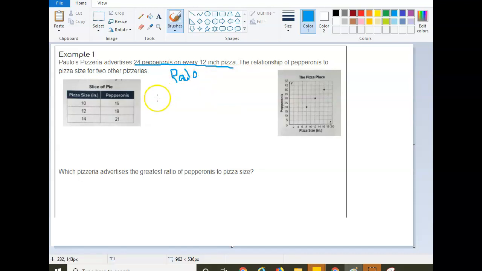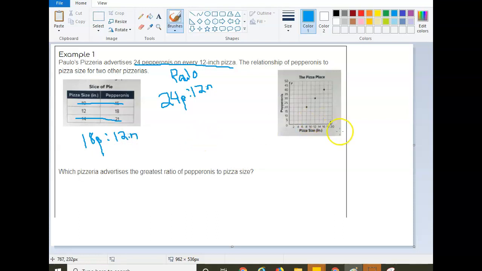Okay, 24 pepperonis, okay, to 12 inches. Okay, let's look over here. If I'm looking at Slice of Pie, I could use the 15, but notice I need a 12-inch pizza, so I'm just going to look at a 12-inch. Okay, so it says I get 18 pepperonis on my 12-inch.